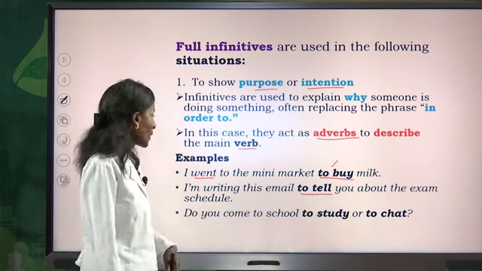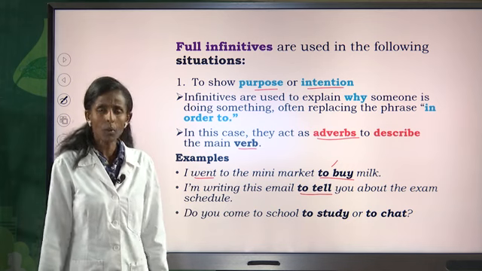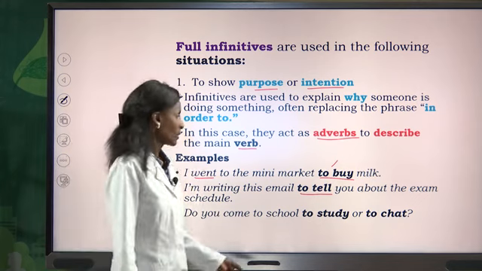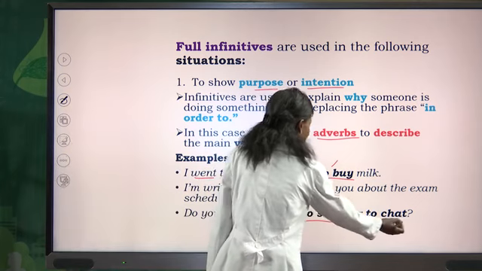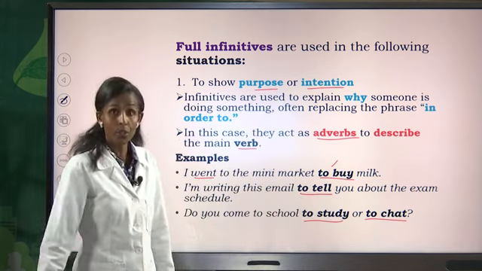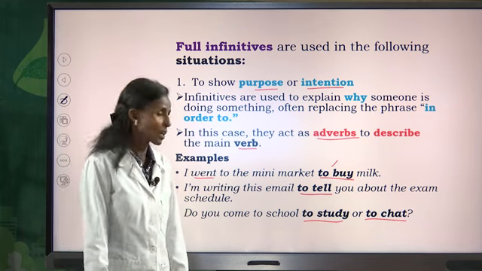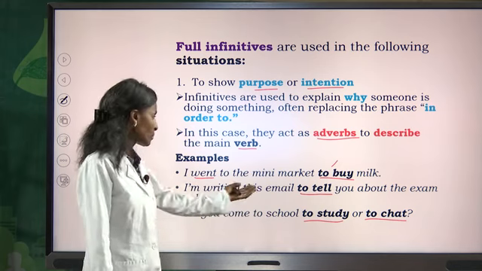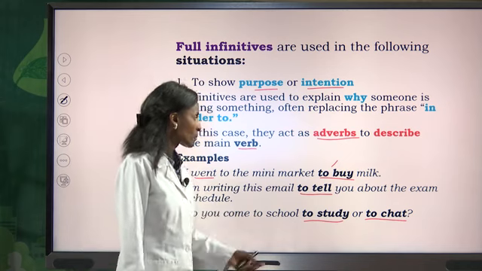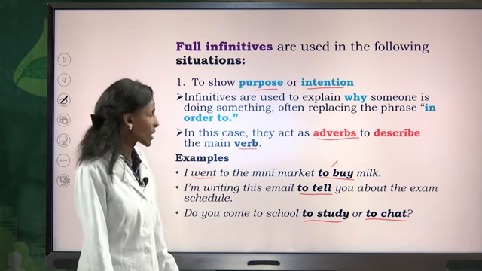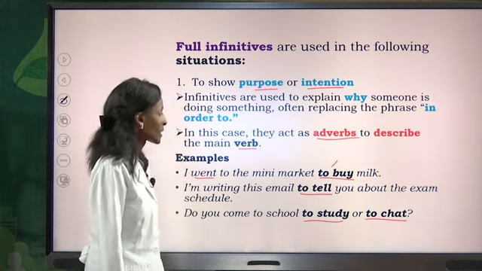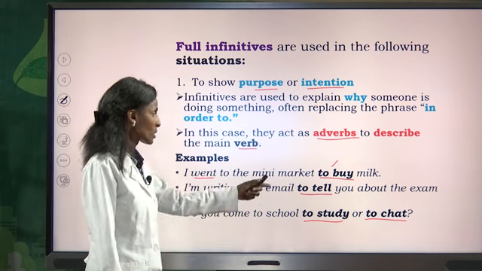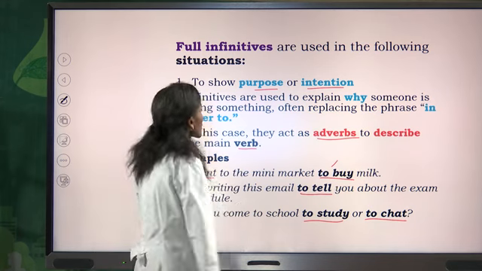The third example: do you come to school to study or to chat? For which reason do you come to school? To study or to chat? You see, I have two full infinitives with the base verbs study and chat, so that you could have a reason why you come to school. That might be to study. But for some students, that might be chatting, yes, those who do not care about education. Do you come to school to study or to chat? You see, both infinitives are used as adverbs, which give the reason.